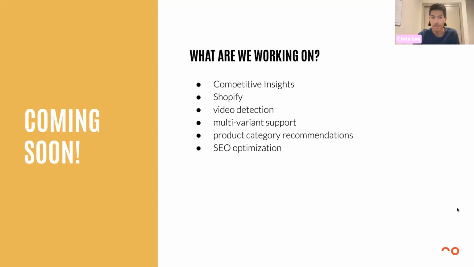The third thing we have here is video detection. Video has been a proven method to help improve sales. And so as we are able to detect videos, we want to be able to show what types of videos sell more product and make sure that you are equipped with the right tools to do so. We have things like multivariant support and product category recommendations. This is a little bit in the nitty gritty of being able to support your store. If you have a t-shirt with like 10 different color shirts, we want to make sure that you're able to display those in a way that will actually help you sell more product.